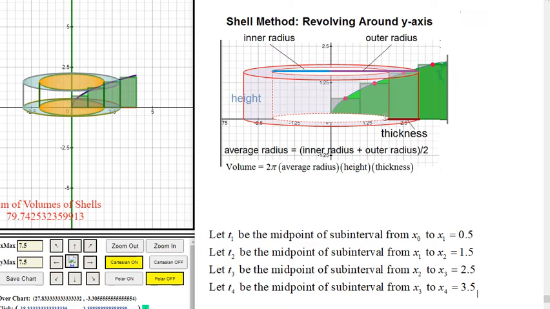So first, let's label some midpoints. From here to here is 4. The first subinterval is from 0 to 1. The second subinterval is from 1 to 2. The third interval is from 2 to 3. The fourth interval is from 3 to 4. And then the midpoints would be 0.5, 1.5, 2.5, and 3.5. We'll call those midpoints t sub 1, t sub 2, t sub 3, and t sub 4.